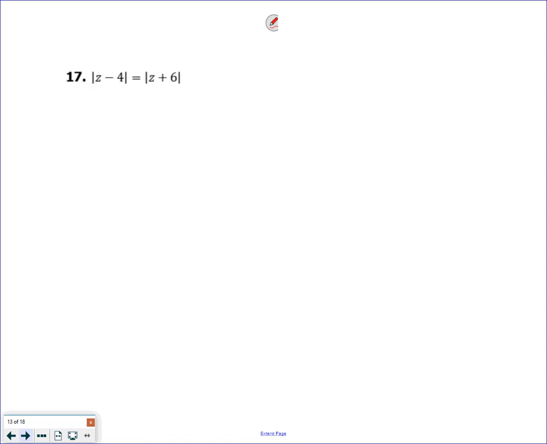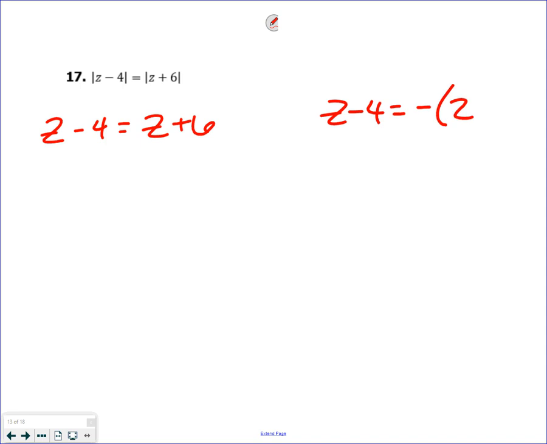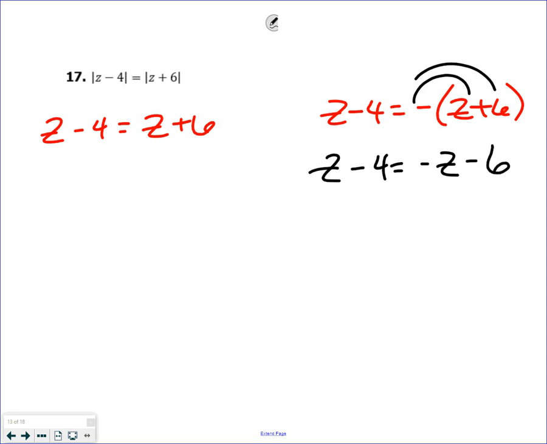Again, absolute value question. I have z minus 4 equaling positive z plus 6. Z minus 4 equals negative z plus 6. Notice that in the second one, I put parentheses with the negative sign out in front. I know some of my students like to distribute the negative as they do it. Just make sure that you are putting the negative to both terms.